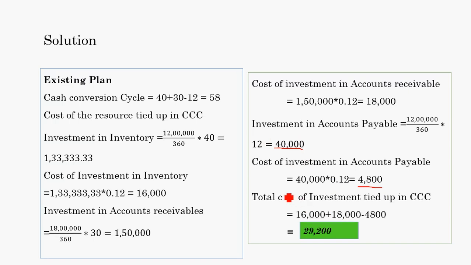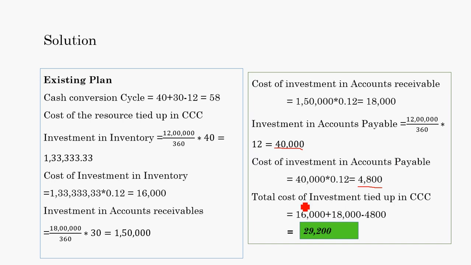Now if you consider the total cost of investment which is tied up in your total cash conversion cycle, the costs in inventory and accounts receivable are costs that you are actually incurring, whereas the cost that you have calculated for accounts payable is something that you are saving, because instead of paying out to your supplier, you are keeping that cash with you, which you can use instead of borrowing.